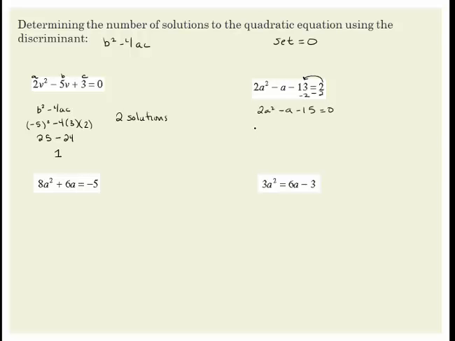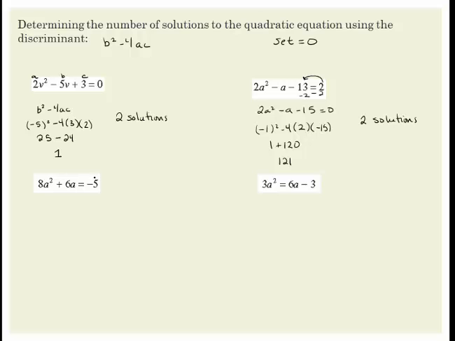Now I can apply the discriminant. b squared is negative 1 squared minus 4 times a times c. And I have 1 plus 120, giving me 121, which is positive, so I will have two solutions.